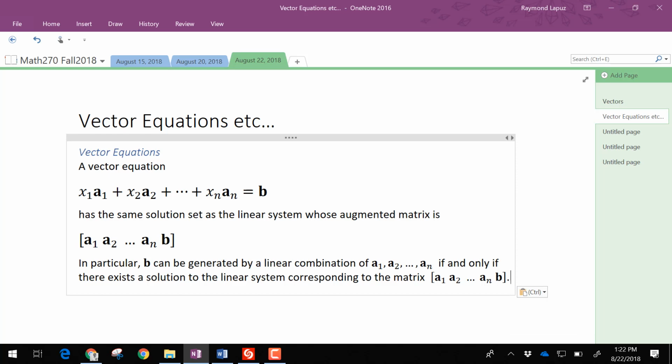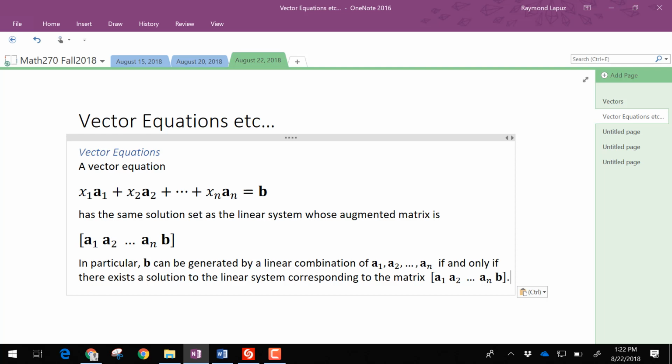A vector equation: x times a, and a is a vector, x is not a vector. So look at the boldface. Since this was done on the computer, they just boldfaced it instead of using the arrow. x1 times a1 plus x2 times a2 plus all the way up to xn times an has the same solution as a linear system whose augmented matrix is this. Now remember that a1, a2, and all that stuff, those are all column vectors. So we could actually write these things as columns.